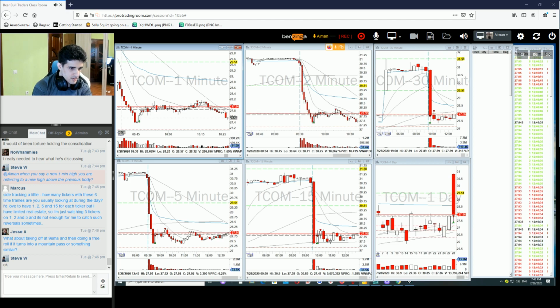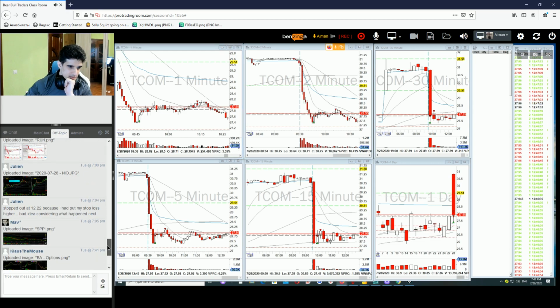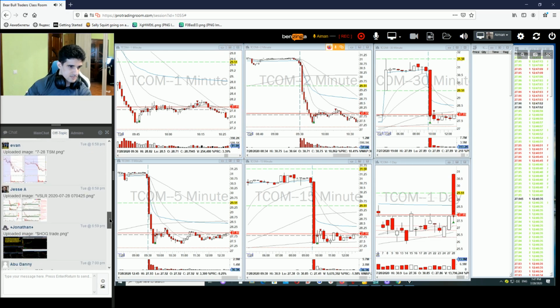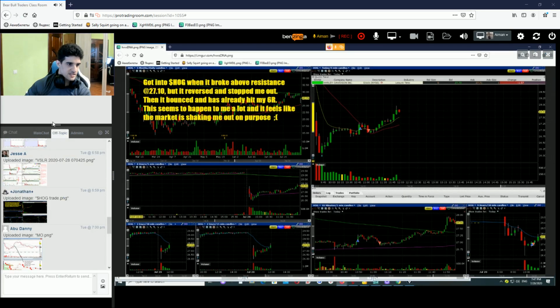What about taking off at the 9 EMA and then doing a free roll if it turns into a mountain pass or something similar? You could do that, but I don't use a free roll hotkey, to be honest. I'm just consistent with what I'm doing now, so I'm not adjusting it. I keep adjusting the setup I'm trading, but I don't want to add anything to it now. Yeah, at least for now. So everything you did, Jesse, was really good.